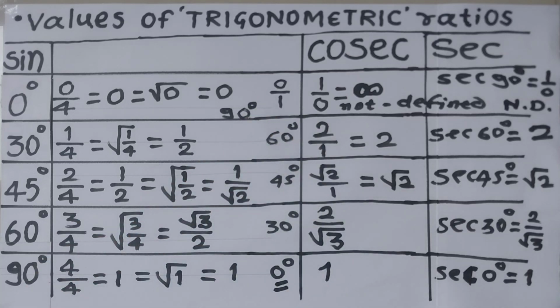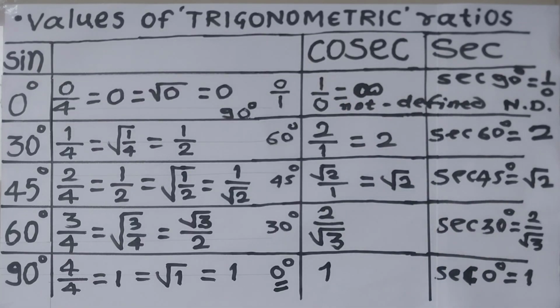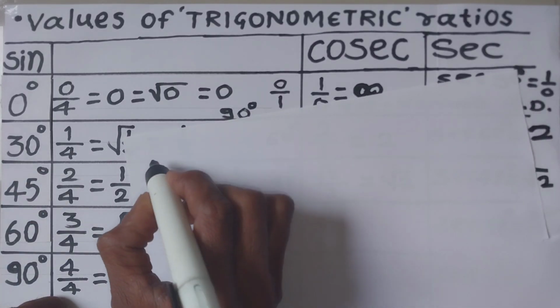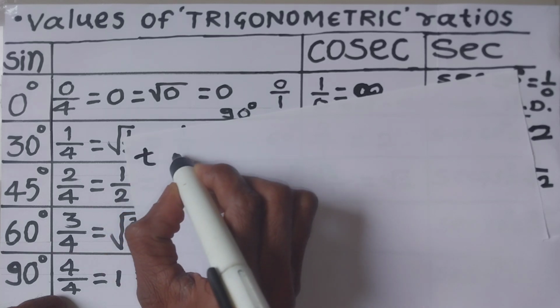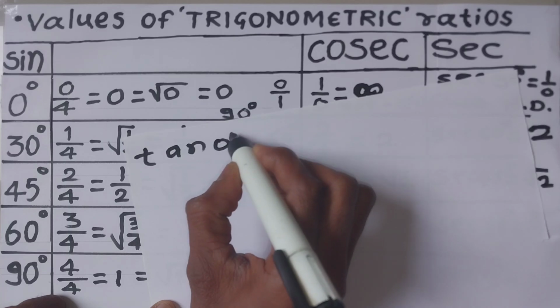This way we will find out the values of sine, cosec, cos and sec with the help of the fingers of our hands. Now after this we will find out the values of tan and cot. Now look here, we know the formula for tan.